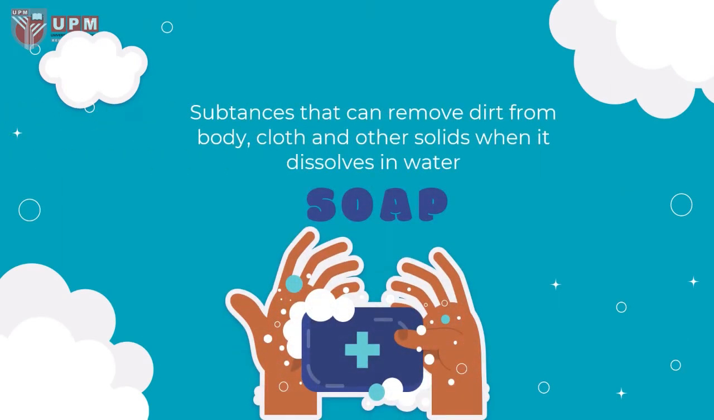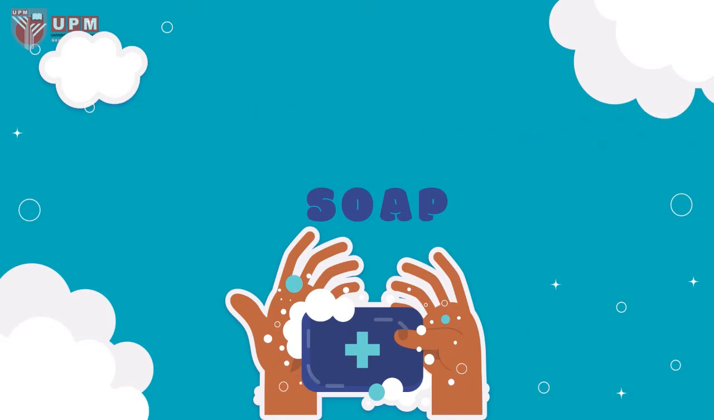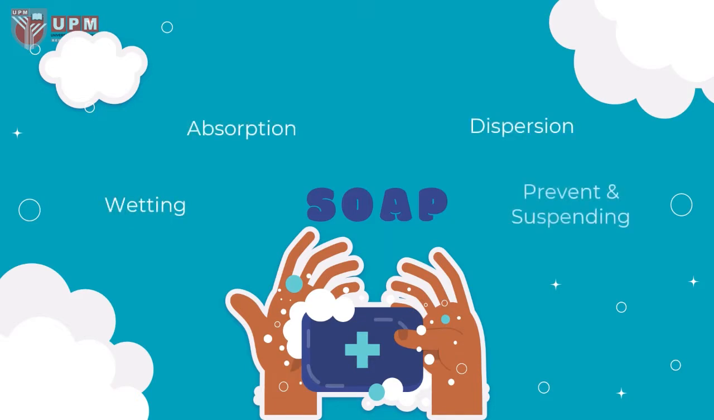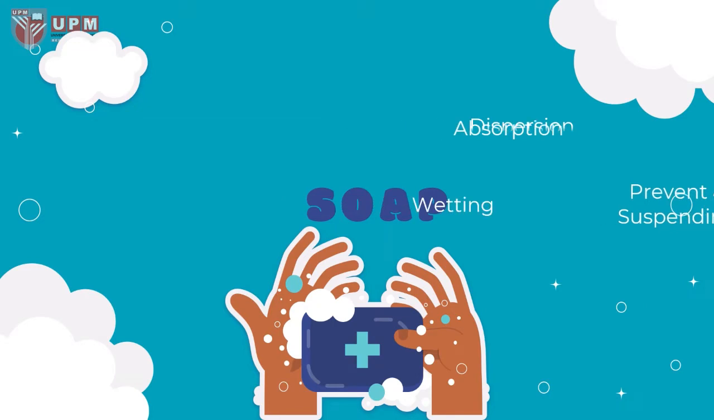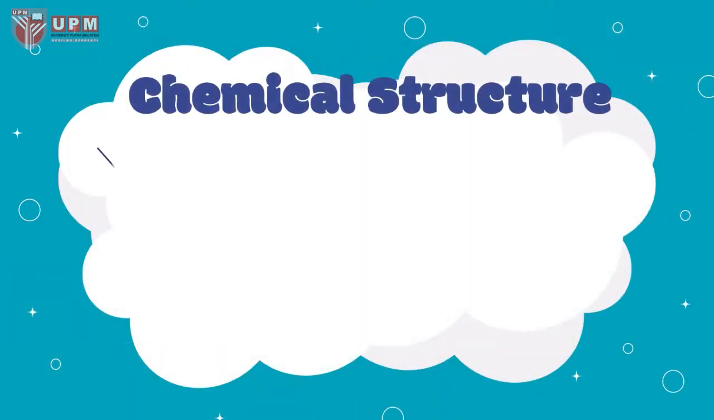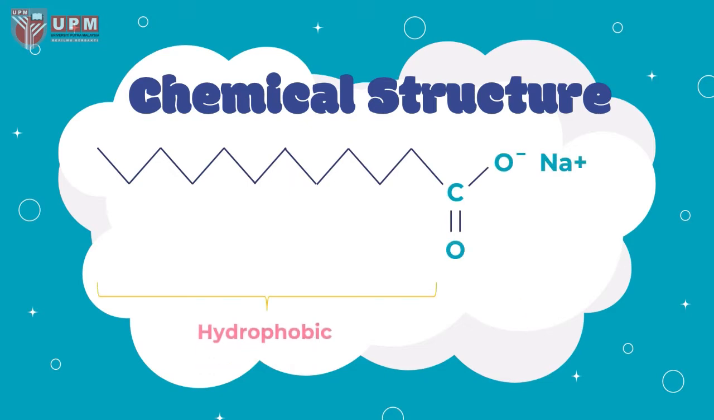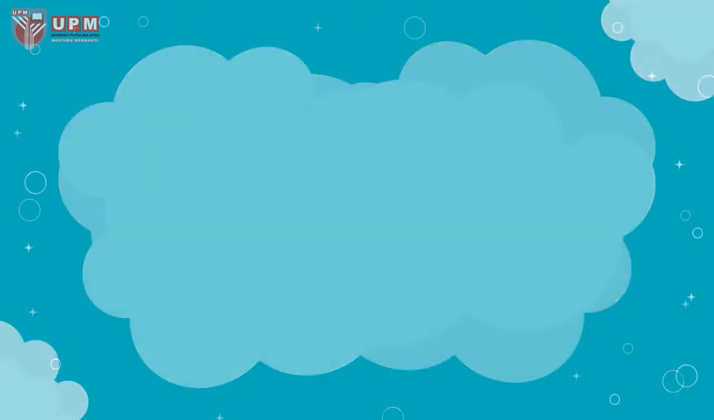Soap is a substance that can remove dirt from body, cloth, and other solids when it dissolves in water. There are 4 physical chemical steps of cleaning, which are wetting surface, absorption, dispersion, and preventing and suspending. Soap chemical structures: their molecules must contain a hydrophobic group and a hydrophilic group.